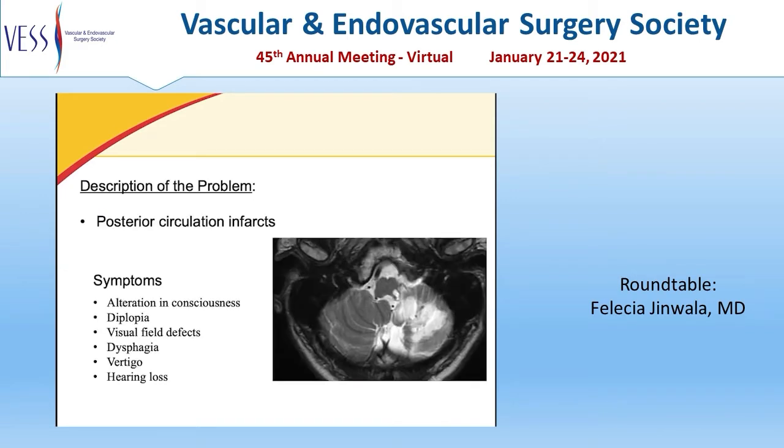Posterior circulation infarcts may result from this. Posterior circulation of the brain typically refers to the region of the brainstem, cerebellum, thalamus, and occipital cortex. Posterior circulation TIAs and strokes represent nearly 20% of all TIAs and strokes. Symptoms associated with a deficit in the posterior circulation include alteration in consciousness, alterations in visual fields, as well as dysphagia, vertigo, or hearing loss.